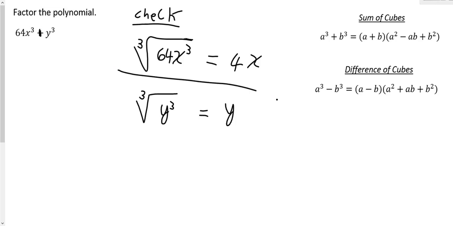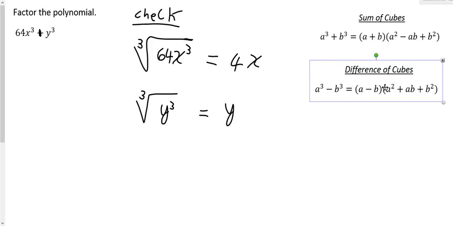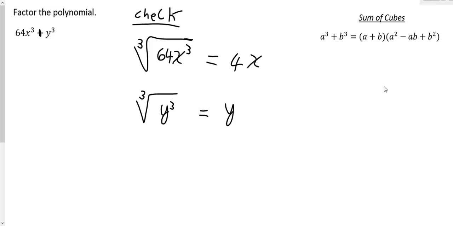So I'm going to use not the bottom formula, which is for the difference, but only the top formula for the sum. So let's get rid of this bottom formula here. This is the formula I'm going to use. This one is a sum of two perfect cubes because it is indeed an addition. All right, so let's figure out what we're plugging in here.